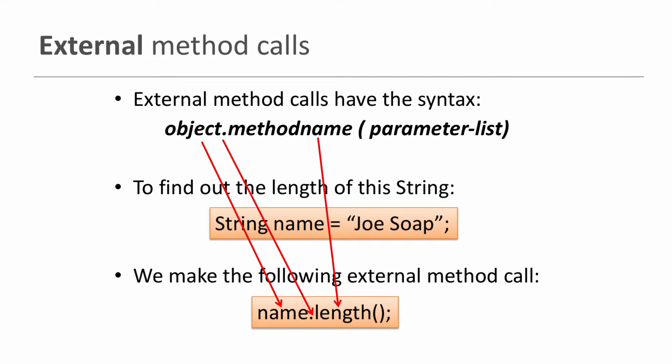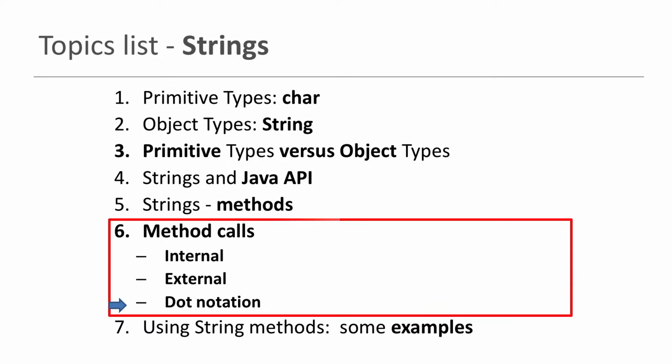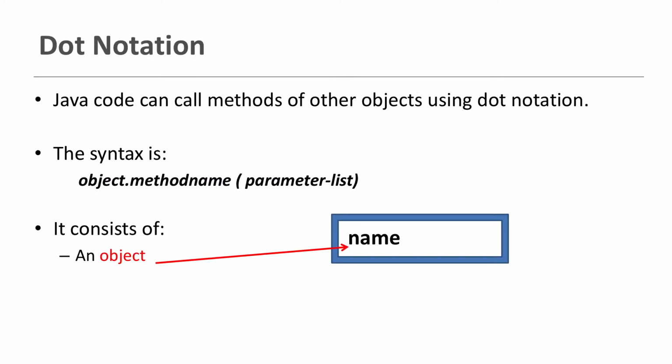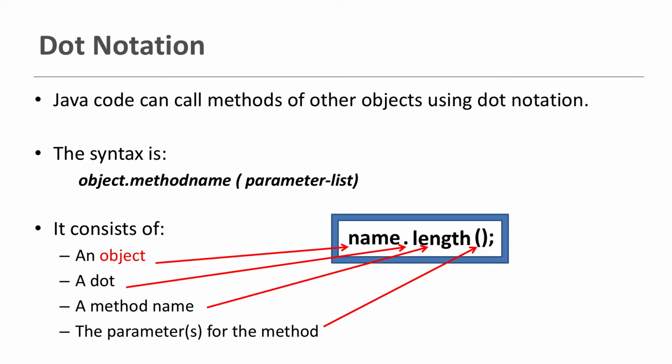So if you want to use any of the string methods, you'll create a string object. In other words, a string variable, it will have some name, and then you'll use that name, dot, then the method name that you want to call. If it takes parameters, you can pass those inside the brackets. So we refer to that as dot notation. It's the object name, the dot, the method name, length, and then any parameters go inside the brackets.